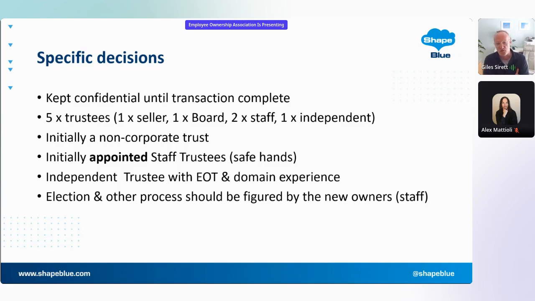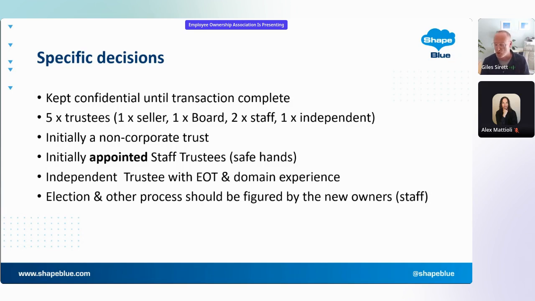Initially, because we were keeping this confidential, we appointed 2 staff trustees on a short-term basis. So there was no election held initially. We did this simply because I wanted to keep it confidential. So they were interim trustees, one of whom has now been elected. The other one stepped down and somebody else has taken over.